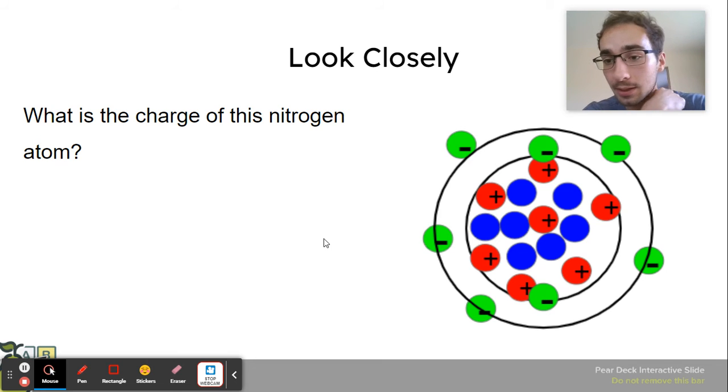Next one, look closely. What is the charge of this nitrogen? Okay, what's the charge of this nitrogen? Try and figure it out. Look at the protons and the electrons. What's the overall charge? Is it positive, negative, or neutral?